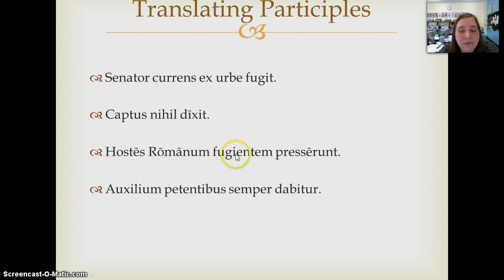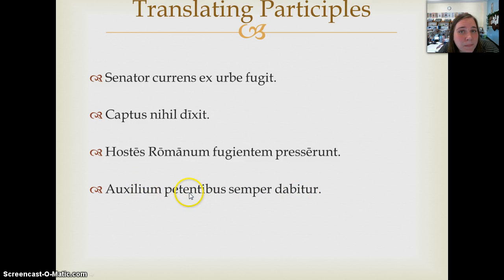Hostes Romanum fugientem persecuti sunt. Again, we have fugientem, present active. The present tends to have the nt in it. It is accusative singular. We actually do have an accusative singular, masculine, for it to be describing. So the enemy pursued the fleeing Roman, right? The fleeing Roman.